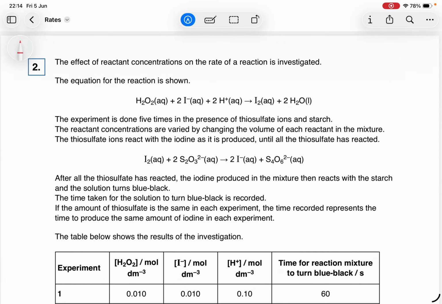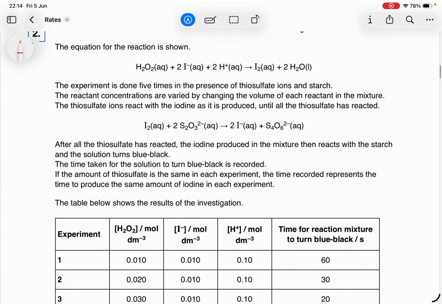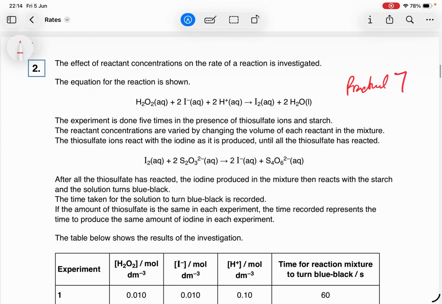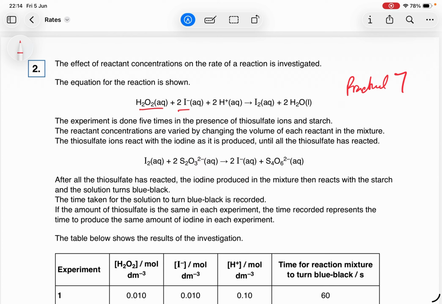Now with question 2 is basically practical 7. Now there are two practical 7, 7a, 7b. One is where you are monitoring a gas by a continuous method. In this method, hydrogen peroxide reacts with iodide in the presence of sulfuric acid. You produce iodine, and then to detect iodine you need starch.